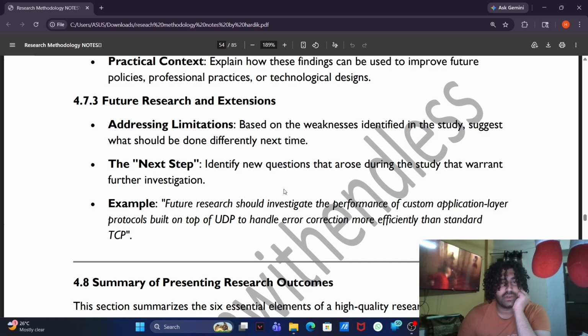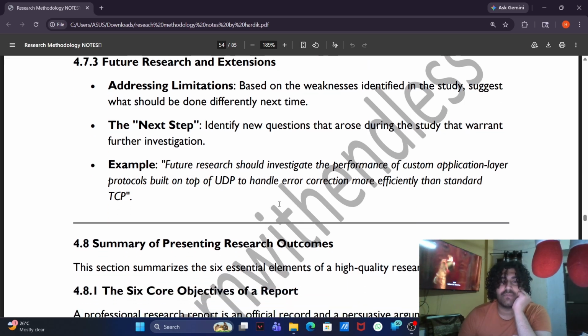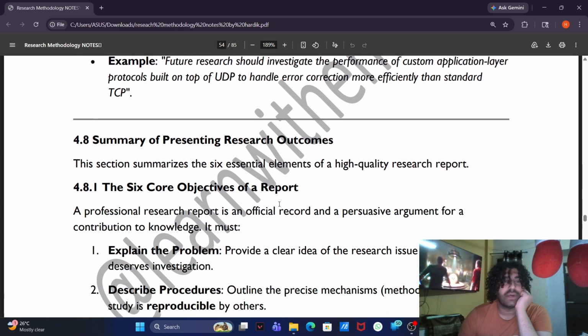Example, future research should investigate the performance of custom application layer protocols built on top of UDP to handle error correction more efficiently than standard TCP. Summary, next topic, summary of presenting research outcomes.